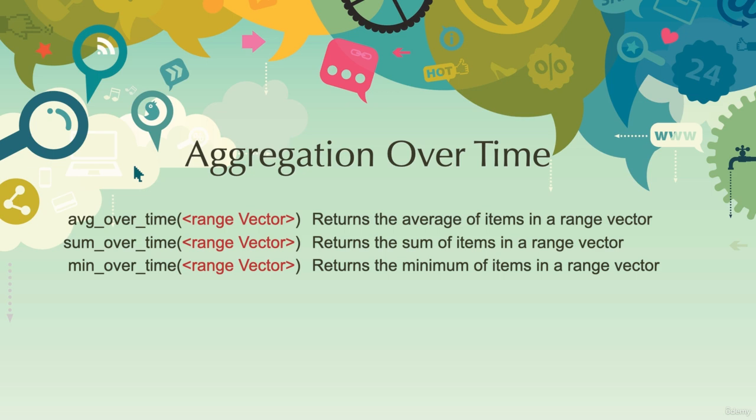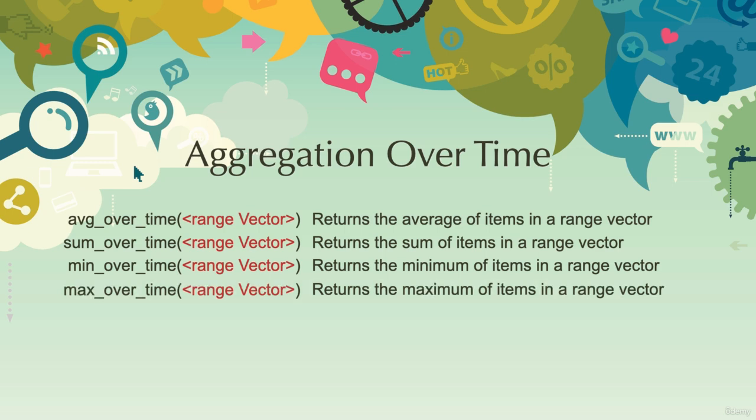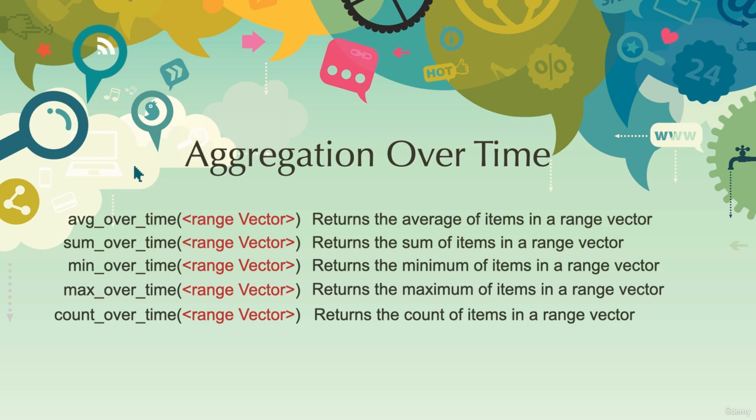For min, to get the minimum value, you have to say min_over_time if you don't have an instant vector and you have a range vector. And for the maximum value in a range vector, you have to say max_over_time. And for the number of items in a range vector, you have to say count_over_time. We also have standard deviation, stddev_over_time, standard variance, stdvar_over_time, and all the other statistical operators exist and you can use them as over time.